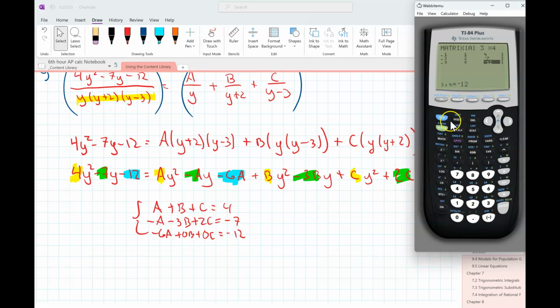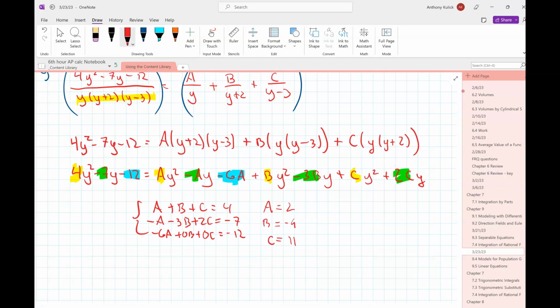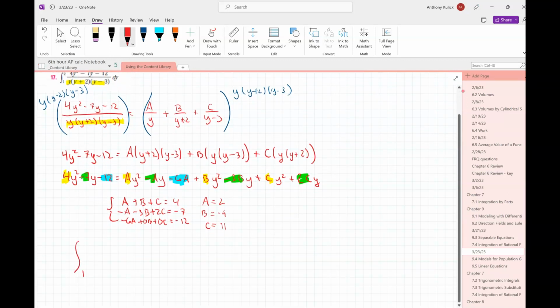So I've just typed my coefficients into a matrix. Go back out to the main screen, matrix menu, math command, looking for RREF, and just doing that to the matrix that we just wrote. So A is 2, B is -9, and C is 11. So now we're ready to go back to the calculus piece after that diversion to partial fraction decomposition land.